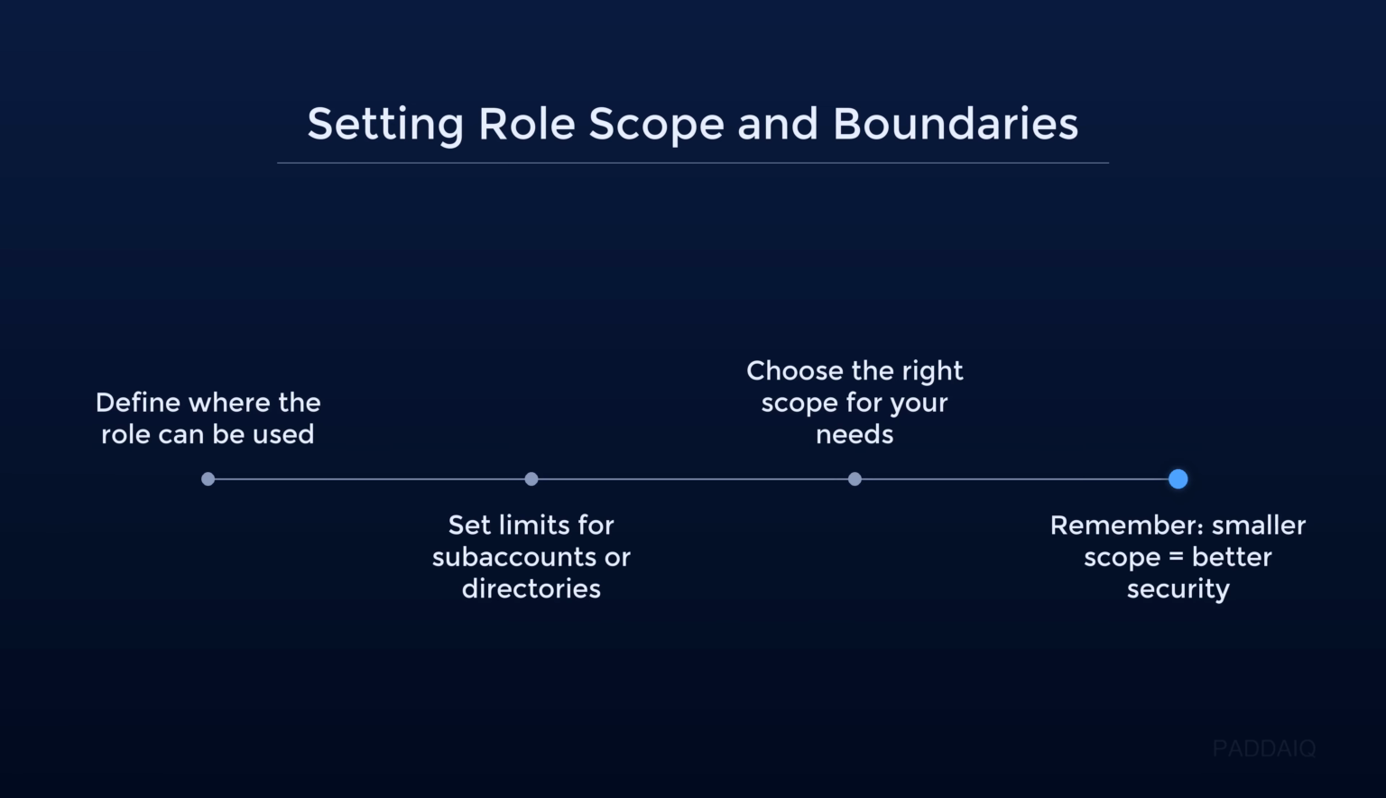Remember, smaller scope is equal to better security. This means granting users only the absolute minimum permissions they need to perform their job. For example, an employee processing invoices should not have the ability to hire new staff. By limiting access, you significantly reduce the risk of accidental or intentional data breaches. This principle is a cornerstone of secure system design.